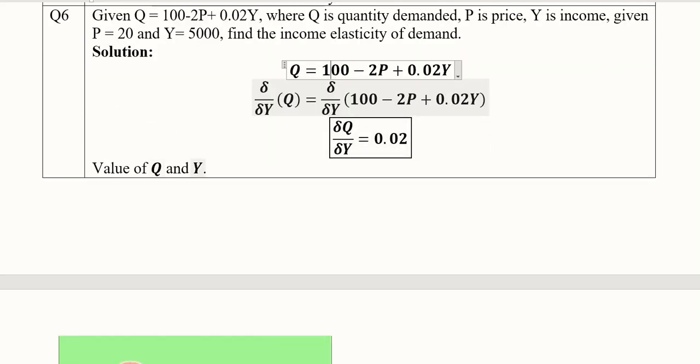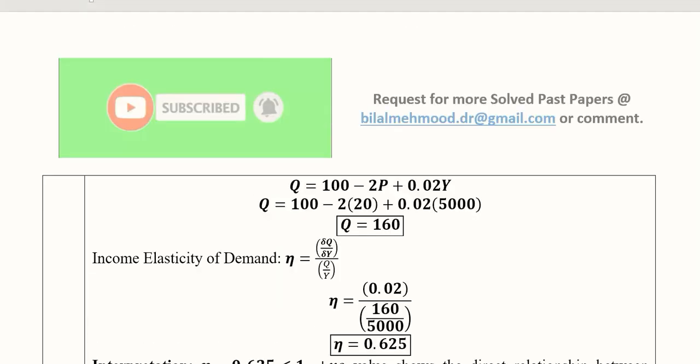Now we need q and y, because y will be in the denominator. So q is already found.